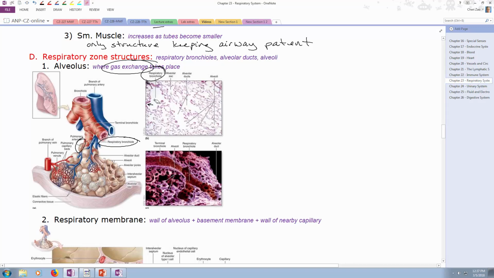You get a little bit confused at times trying to figure out what a respiratory bronchiole and an alveolar duct is. Remember, with a bronchiole, there is some smooth muscle present. So there is some more substance with a bronchiole. And in an alveolar duct, there is actually no smooth muscle at all present in that structure.